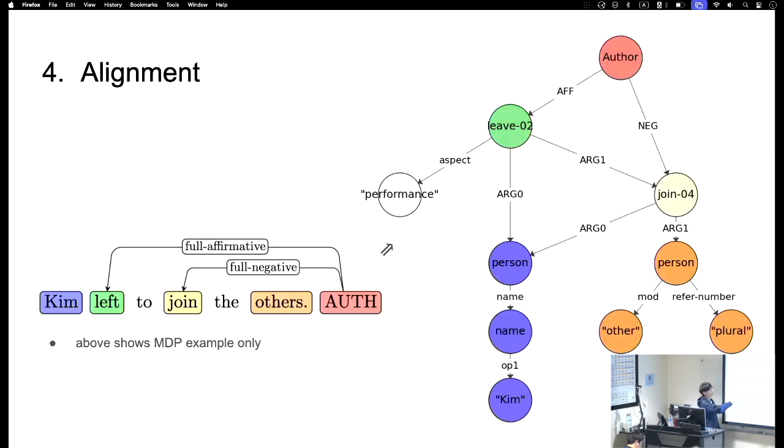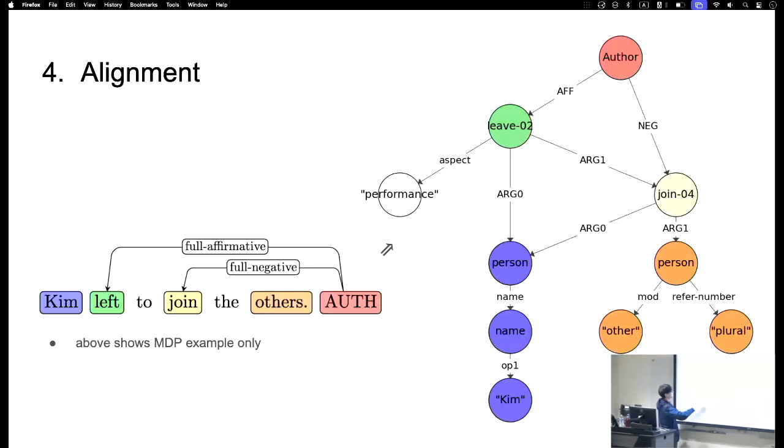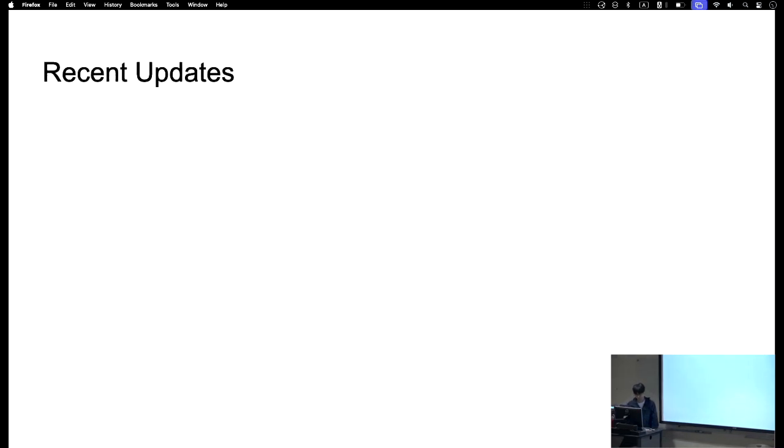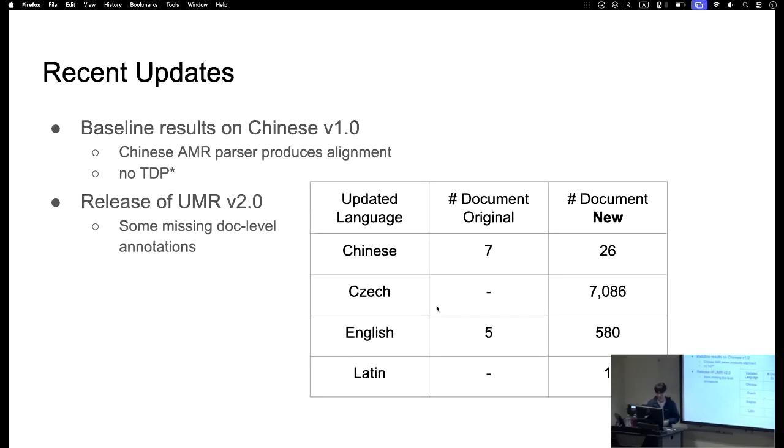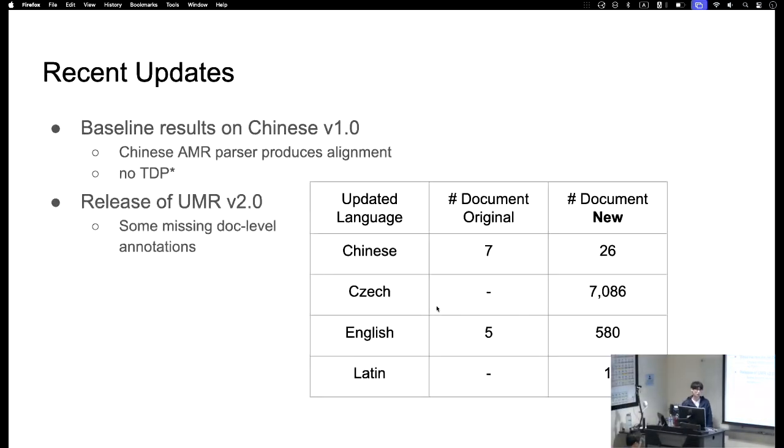What this diagram is showing is that in order for these two affirmative and negative edges to be displayed over there, we needed to have leave O2 and join O4 aligned correctly. I believe I have about 30 minutes, so let me try to go through that really quick. Okay.